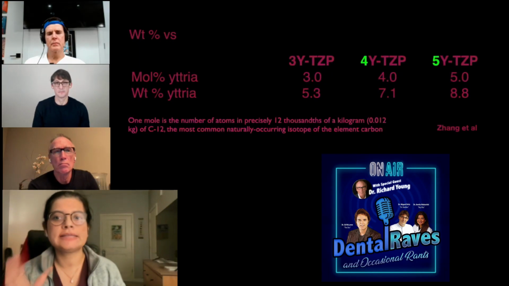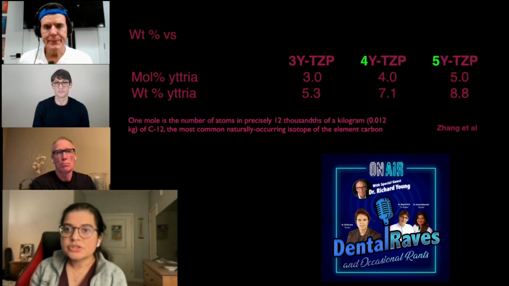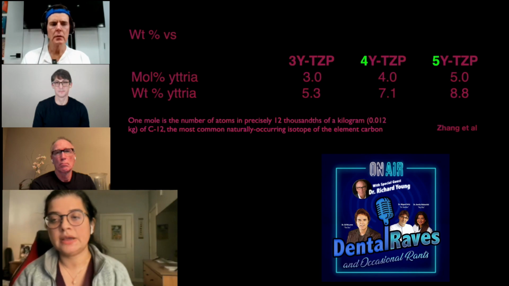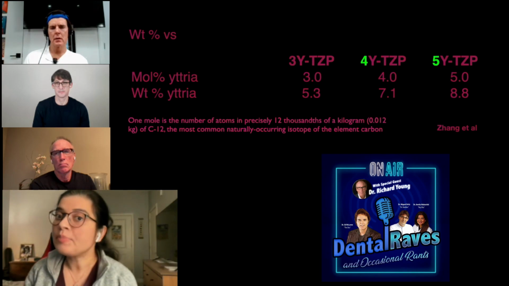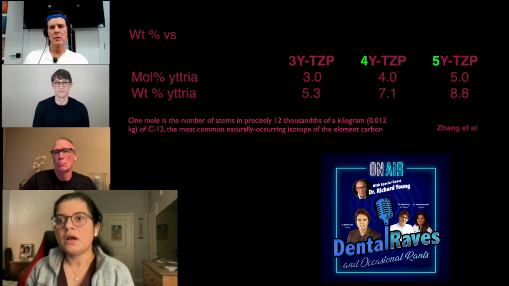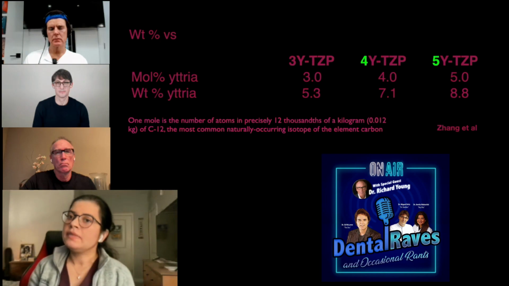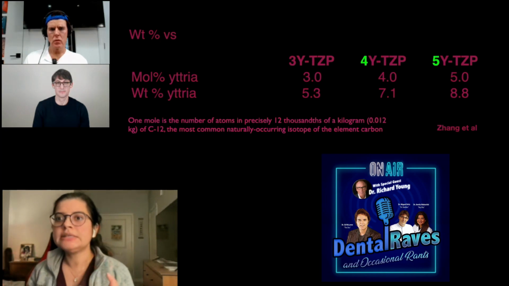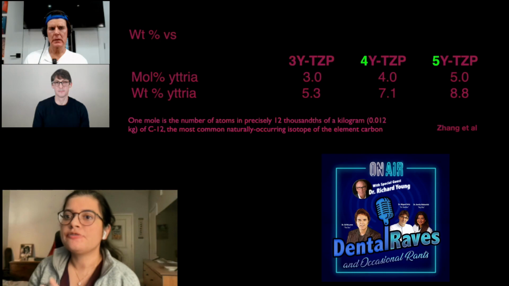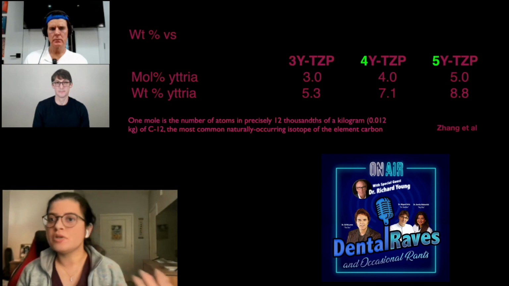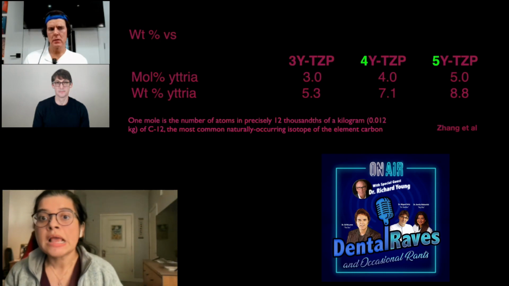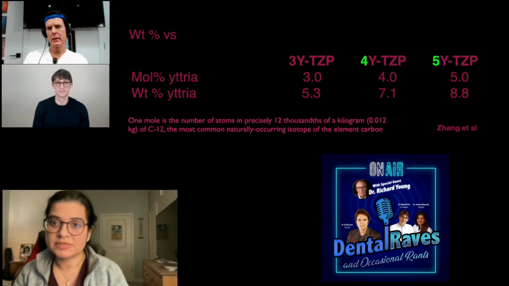Perfect. This is a very nice table I like. The 3Y materials, the 3 mole percent materials we talk about, contain 5.3 weight percent of Yttria. The 5Y or 5 mole percent materials contain 8.8 weight percent of Yttria. The in-between material, which is kind of the ideal material, is the 4Y material, because it has the best of both worlds, and we'll talk about that in a little bit. It has about 7.1 weight percent of Yttria.